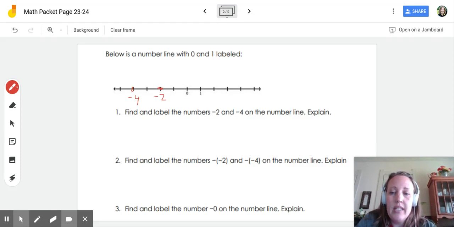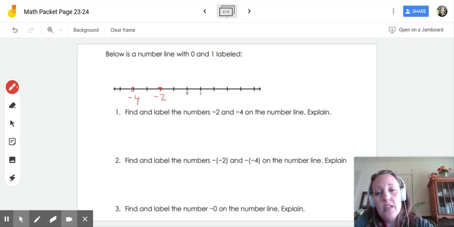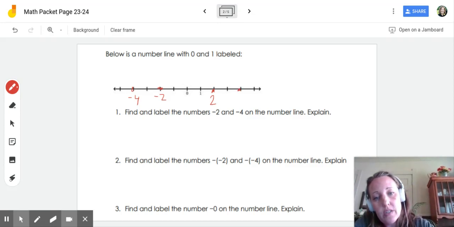Okay, second one. Find and label the numbers the negative of -2. Now, we can also use the word opposite in place of this, right? Because the opposite of 2 is -2. But what's the opposite of the opposite of 2? What's the opposite of -2? It's just +2. So we're going to put that here, and that's going to be 2. And the opposite of 4. The opposite of 4 is -4. The opposite of that is +4, right? So we're going to put that here. We're going to label it.